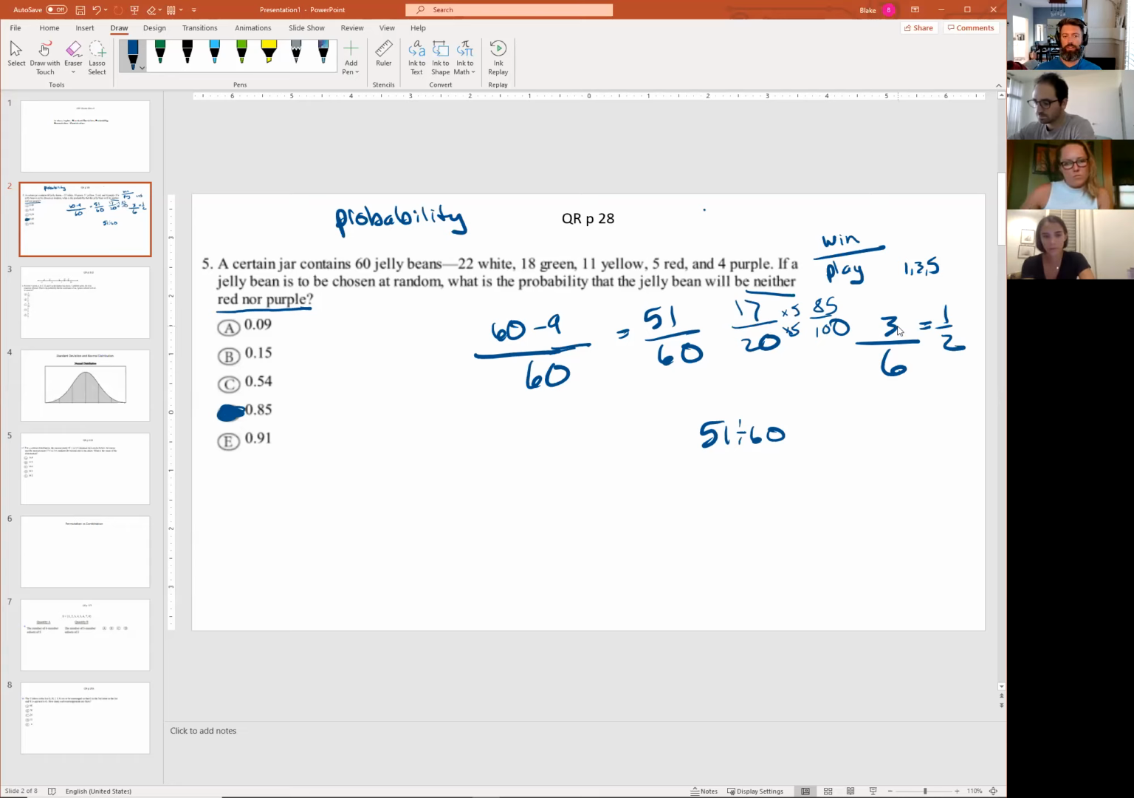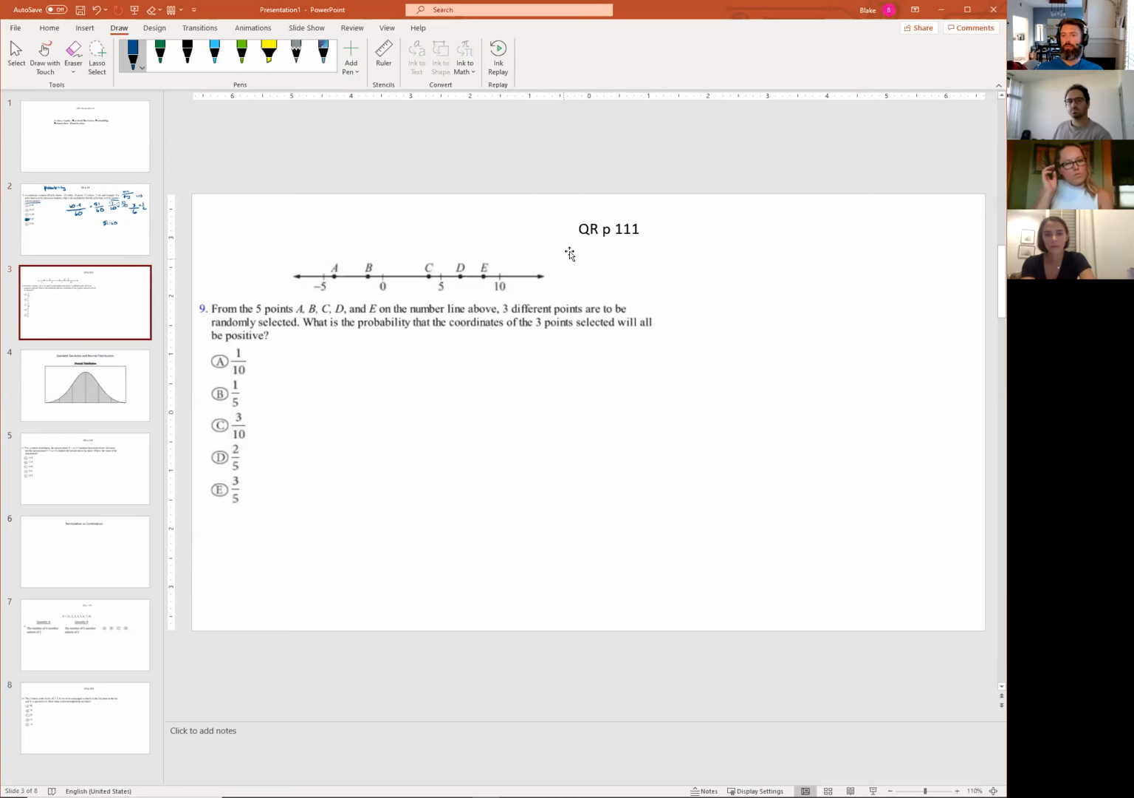Okay, so everyone good with this? It's the number of ways you can win divided by the number of ways you can play. Sometimes you get it by subtracting. Sometimes you get it by adding up all the different ways. All right, so this is another probability one. This is using a number line. The point of this is to just show you that it's basically the same. You're just getting your information from a different place. So you're still doing the same stuff, but you're extracting your info from a different place.